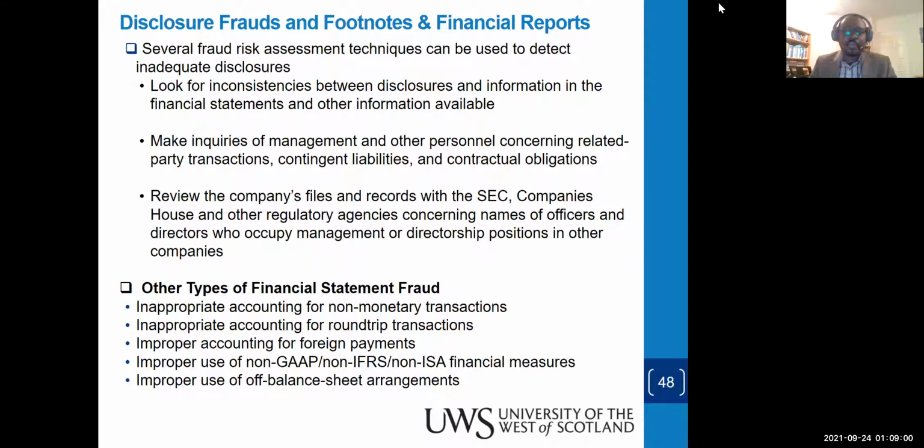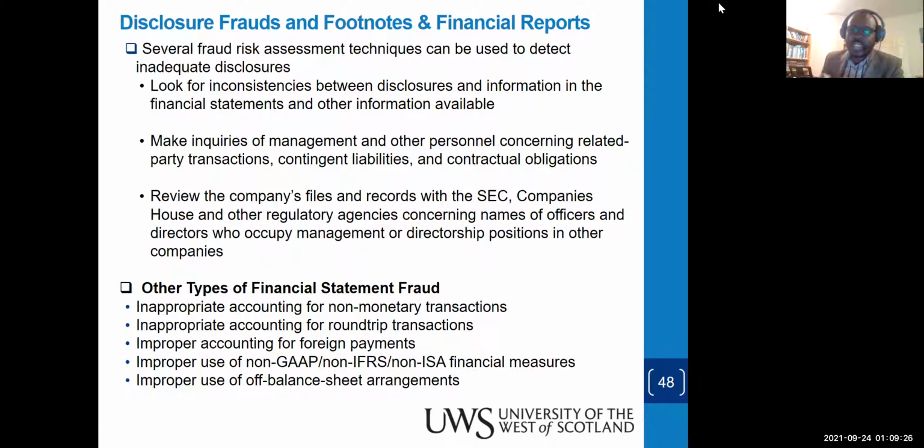Again, we should also look at disclosure frauds and footnotes and financial reports. Several fraud assessment techniques can be used to detect this. Look for inconsistencies, match them, reconcile the figures to the numbers, make inquiries of management, do some background checks, look out for any related party relationships.